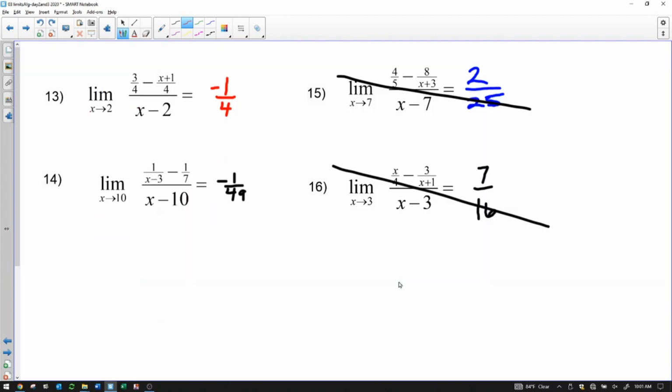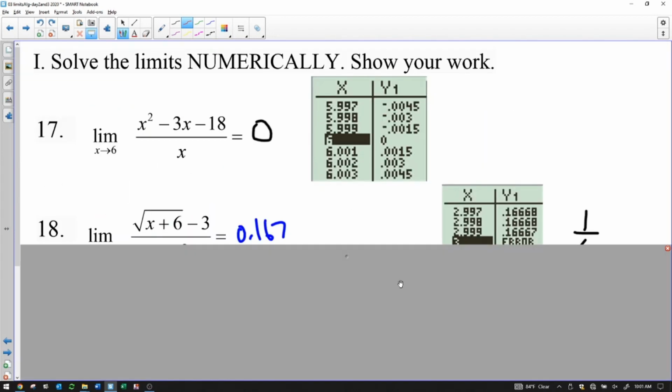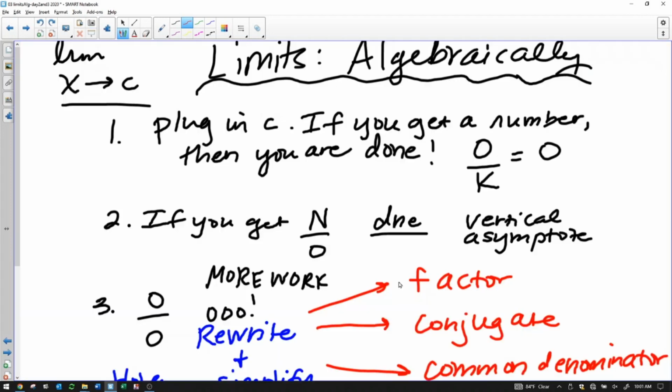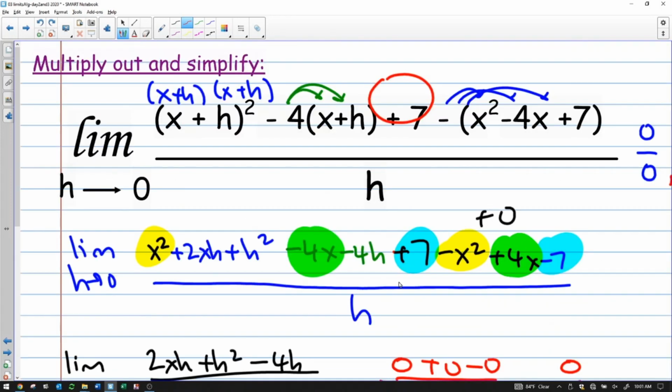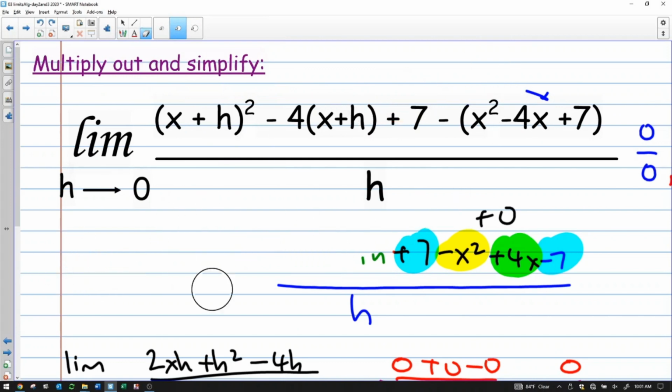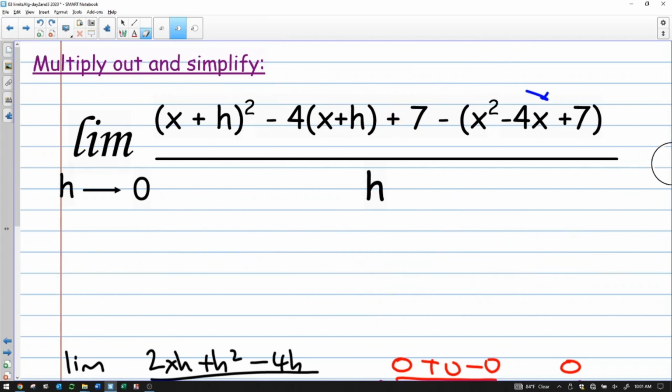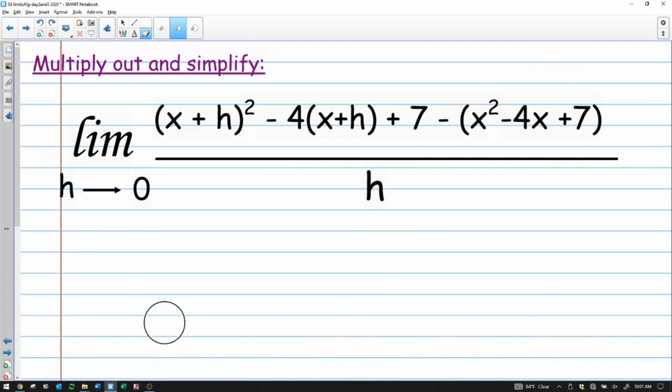It's okay. All right, I want to also talk to you guys about distributing and simplifying. So you could also get a problem that looks like this. This is somewhere in your notes. This is really the definition of a derivative. You're going to learn this in about 2 weeks. It looks really bad, but it's just the definition of a derivative.